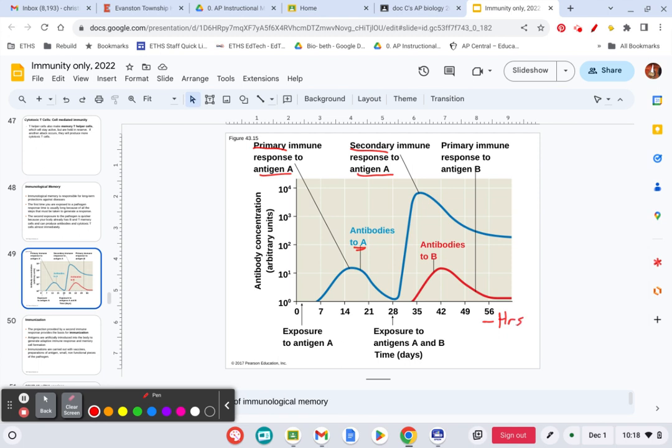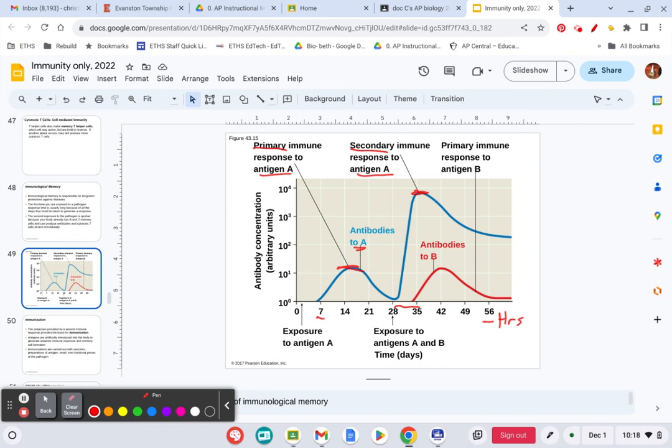So in the first response to that particular infection, it takes about 14 hours to get a decent response. But the second time that you're exposed, between 28 and 35, you get a very large response very quickly. Much greater response, much more quickly. The first exposure, it actually took 7 hours before you even got anything. Here they're saying by the time you have 7 hours, you have 10,000 antibodies. Okay.